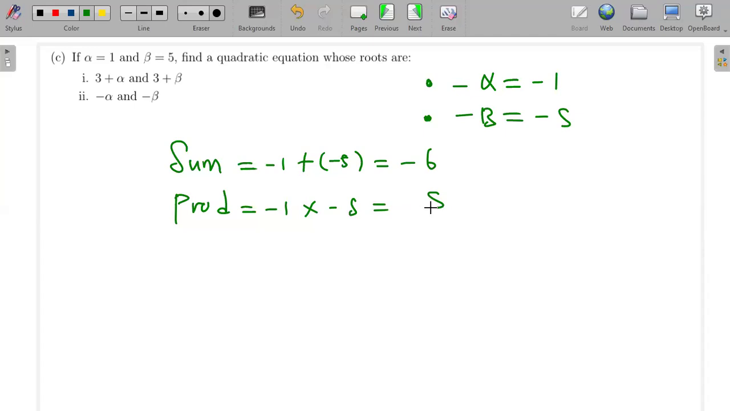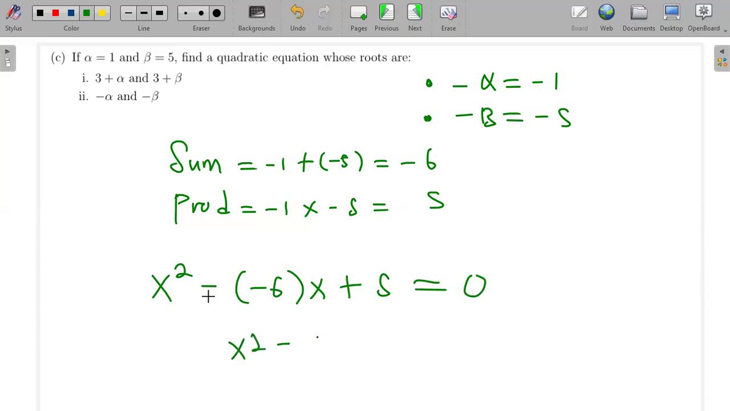Okay, so that's the product. And then the new quadratic equation will just be x squared minus the sum x, and then plus the product is equal to 0. So this will be negative multiplied by negative, so I get plus 6x plus 5 is equal to 0. So this is my new quadratic equation. All right, so you see, it's very simple to find these things.